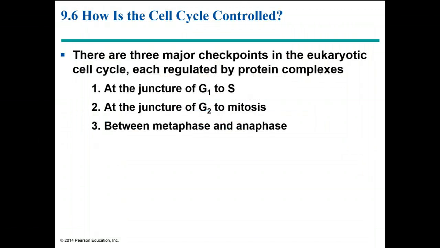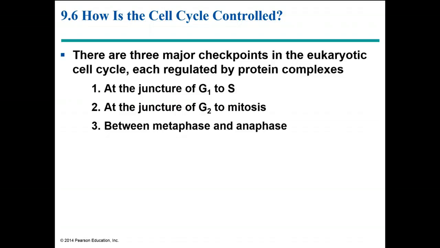There are three major checkpoints in the eukaryotic cell cycle, each regulated by protein complexes. One is at the junction of G1 to S. Basically, the cell needs to check to make sure that the DNA is intact and suitable for replication. Then there's another checkpoint at the junction of G2 to mitosis. The cell needs to check to make sure the DNA has been completely and accurately replicated.